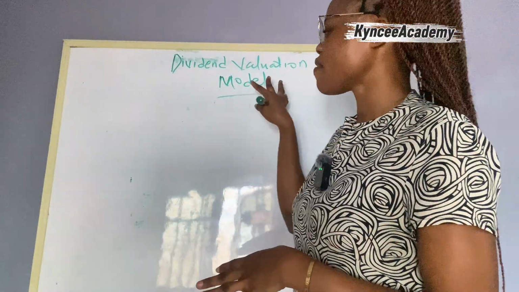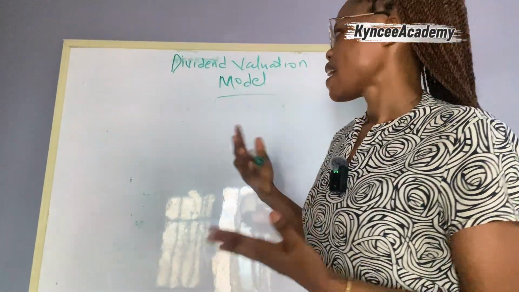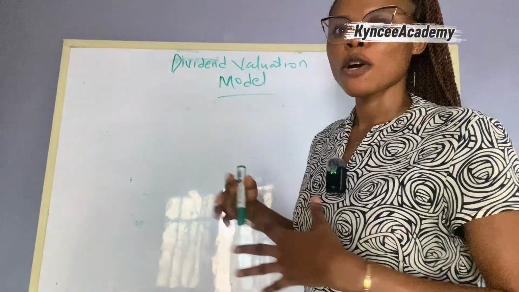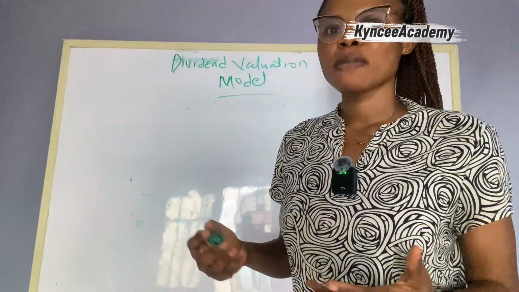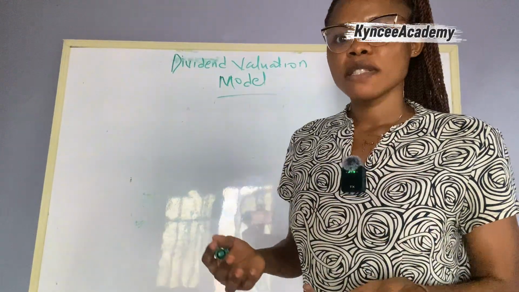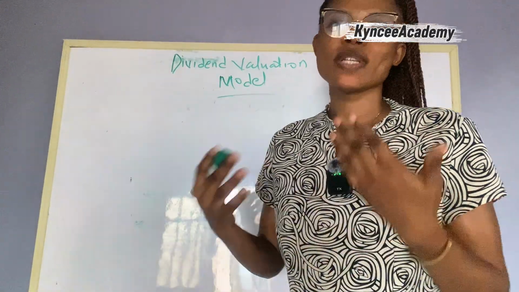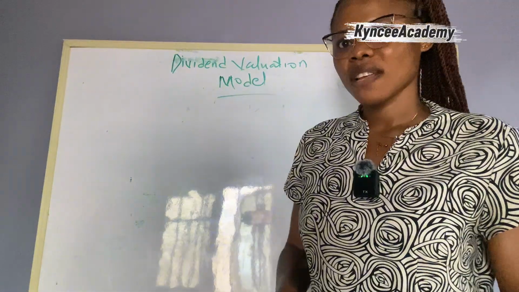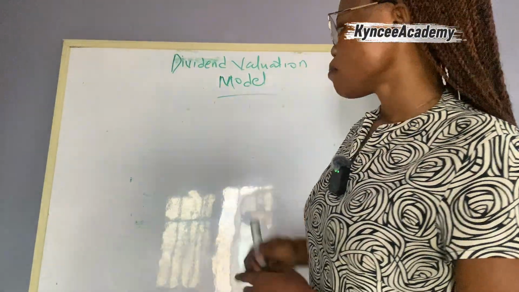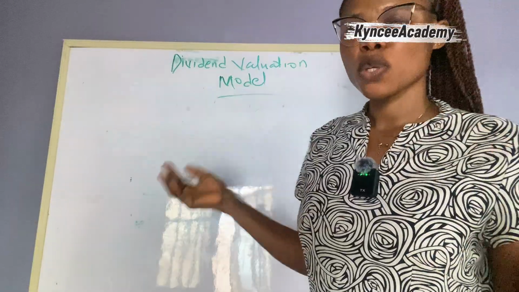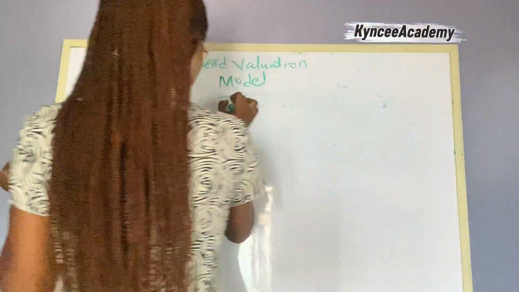When talking of the dividend valuation model, we're saying that the company pays dividends, right? So the company pays dividends, and it is assumed that the company is going to pay dividends till perpetuity, to the end of the business. You understand? Now, in this dividend valuation model, we have a situation where dividends are growing.